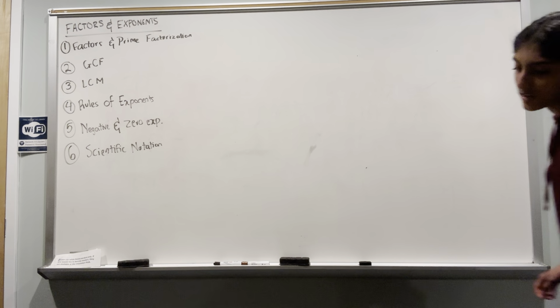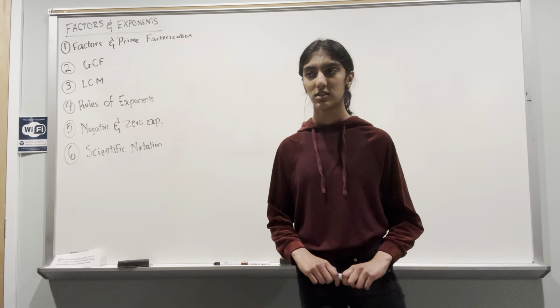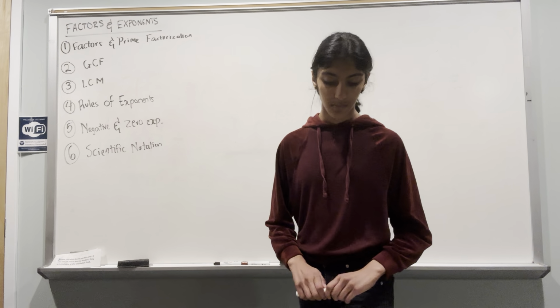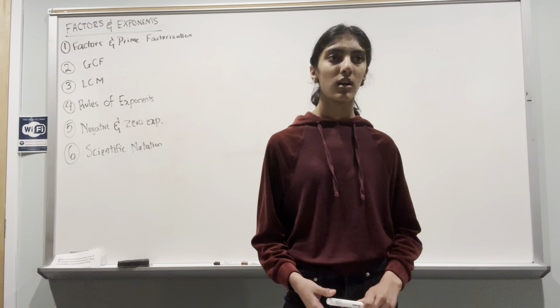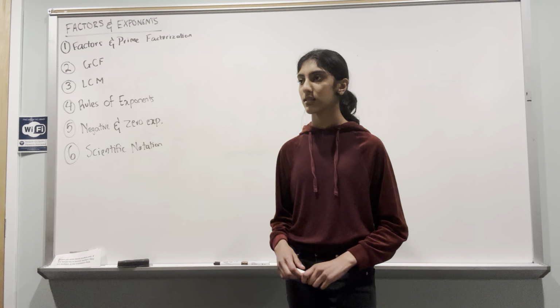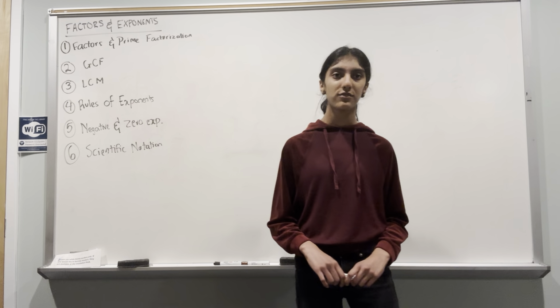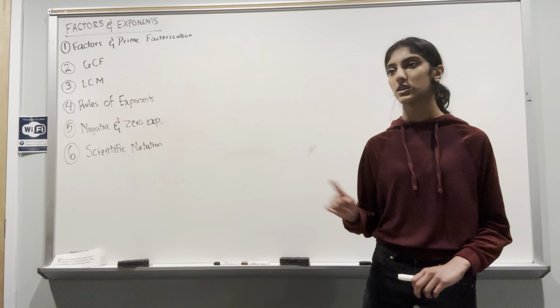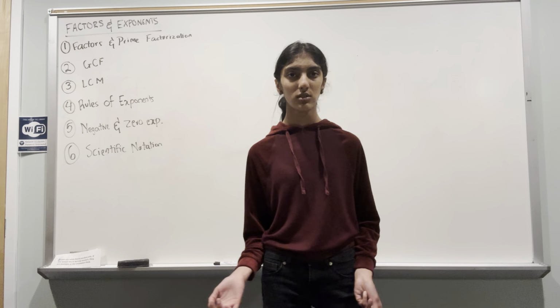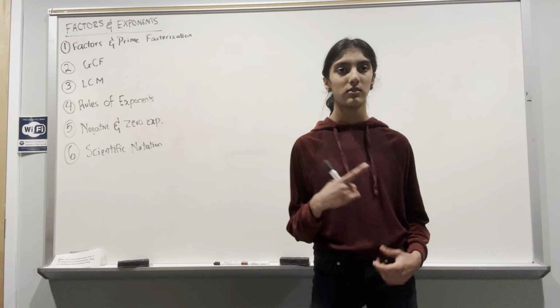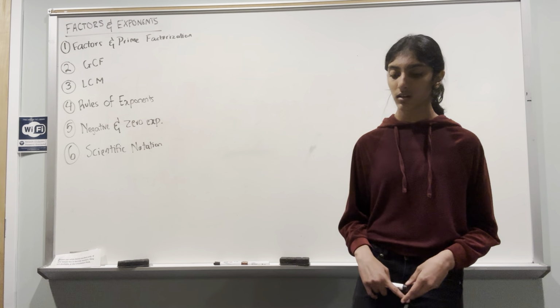Alright, so we'll start with the definition of a factor. A factor is a number that divides evenly into another number. So an example of this is 2 and 3. They're factors of 6 because 2 times 3 is equal to 6. And so for prime factorization, we also need to know the meaning of a prime number and a composite number.